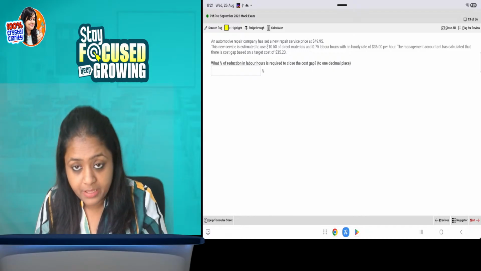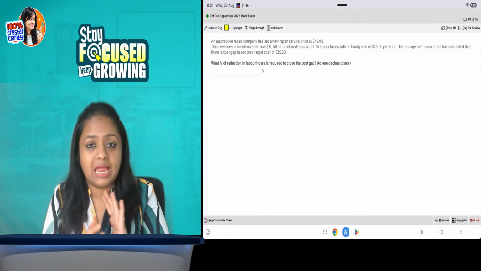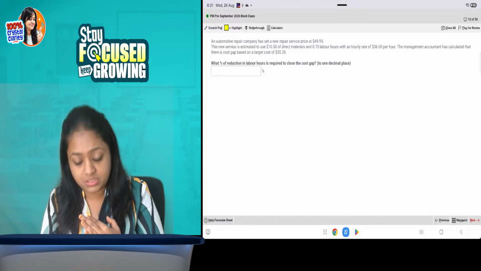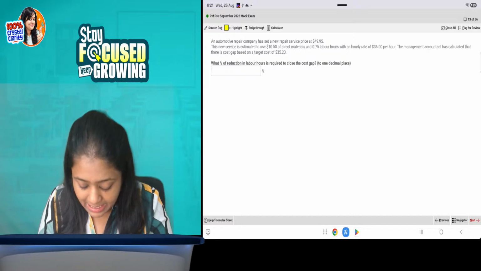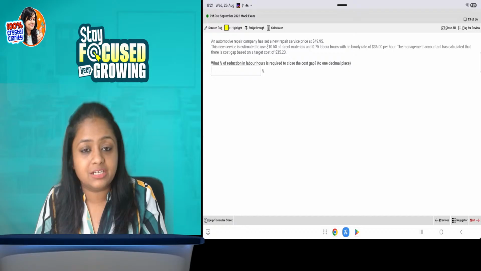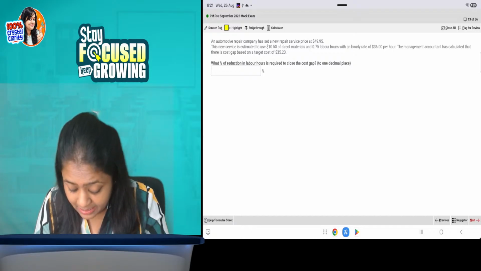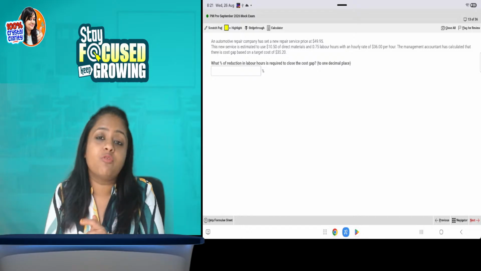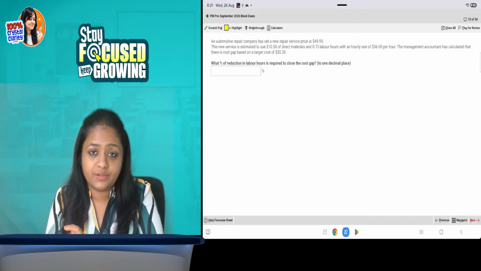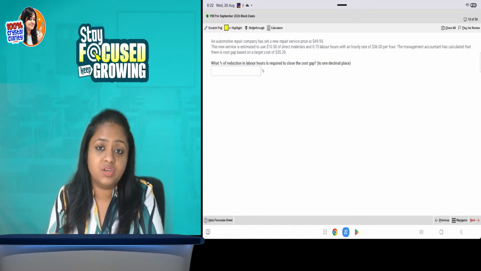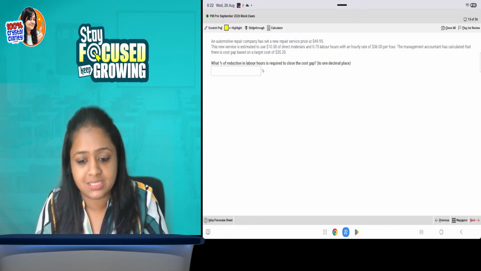So with the calculations, we have to calculate the actual cost. Target cost is given to you, calculate the cost gap. What percentage reduction in labor hours is needed to close the cost gap? So what is the requirement of the question? First, you have to identify the cost gap, and then you have to calculate what percentage reduction will be needed to close the cost gap.